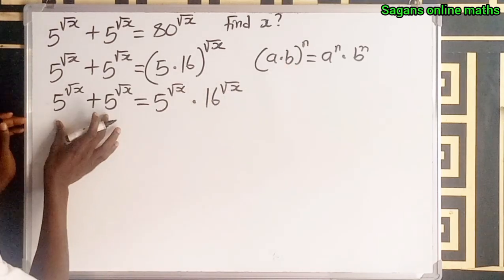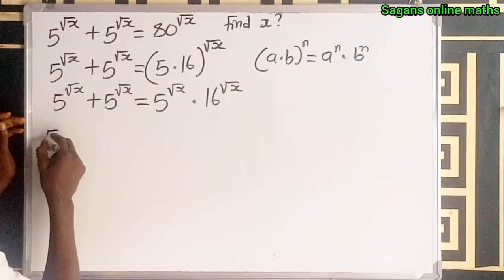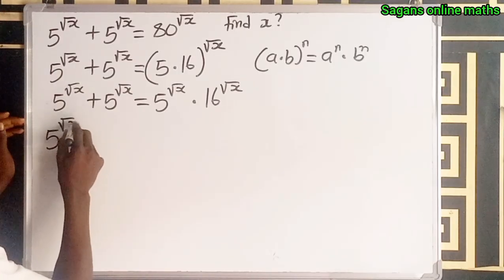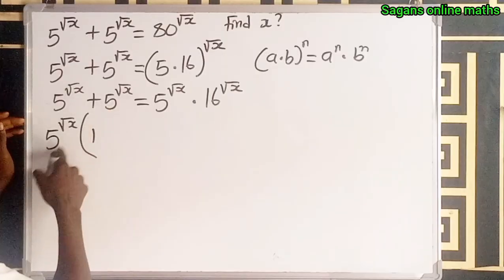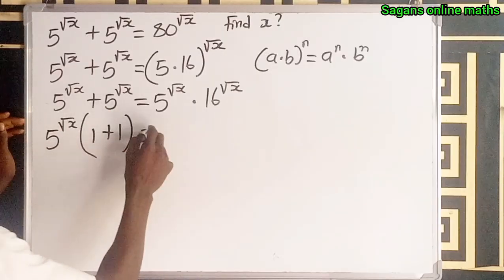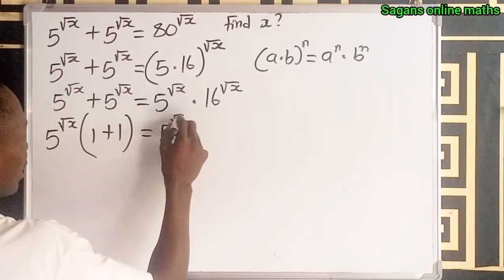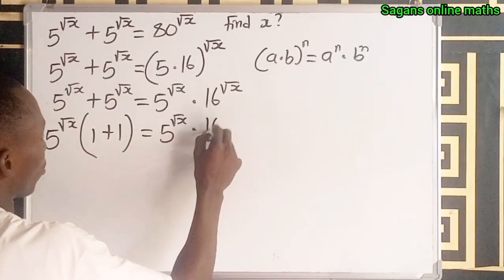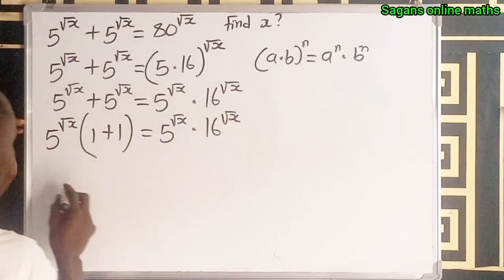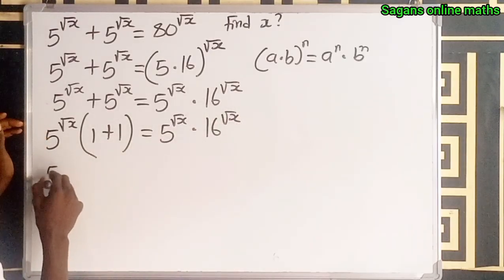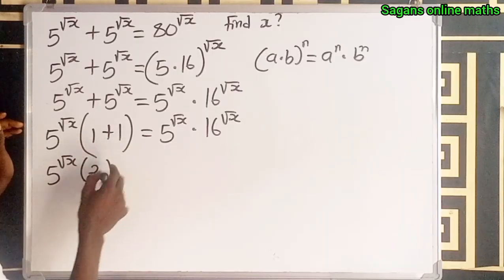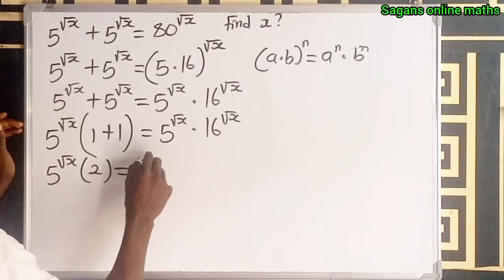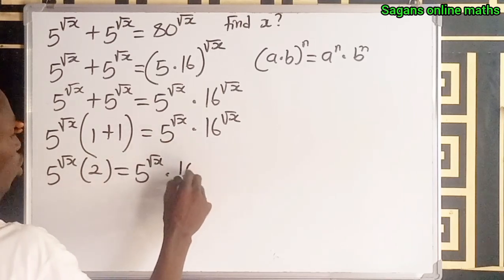Now, consider this is common. We can now factorize that 5 to the power of root x is common. If you divide this by this, we have 1. Divide this by this, we have 1. So we have 5 to the power of root x multiplied by 16 to the power of root x. Now I'm going to have this as 5 to the power of root x into 2, because 1 plus 1 is 2, equals 5 to the power of root x multiplied by 16 to the power of root x.